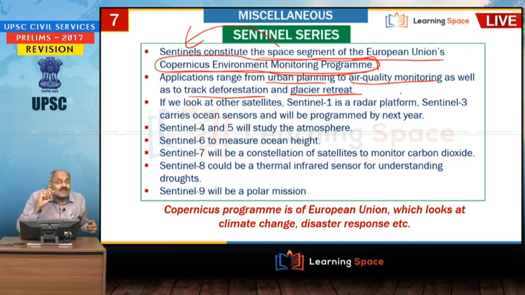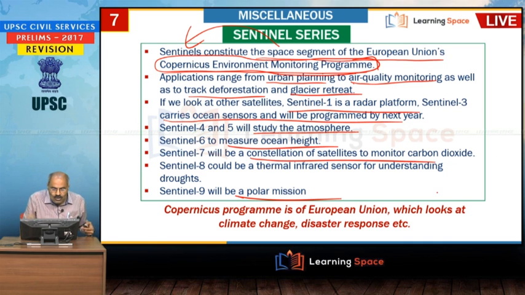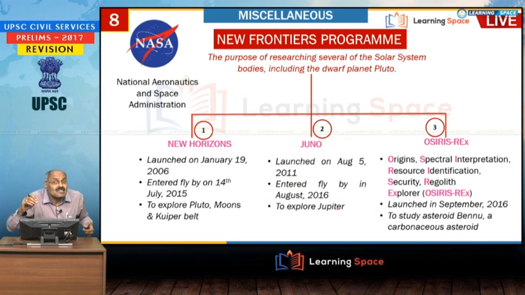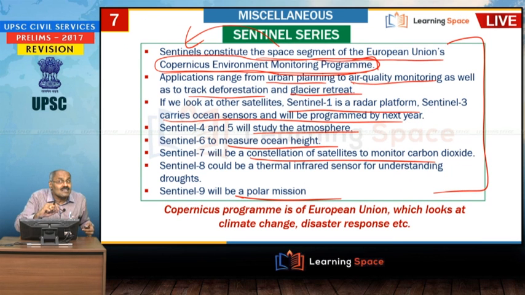And if we look at other platforms, Sentinel-1 radar platform, Sentinel-3 ocean sensors like that, atmosphere, ocean height, constellation of satellites, polar mission. So, overall you can say this Sentinel series is the space segment of European Union's Copernicus Environment Monitoring Program. Please keep it in mind. Then New Frontiers program of NASA, please don't forget.